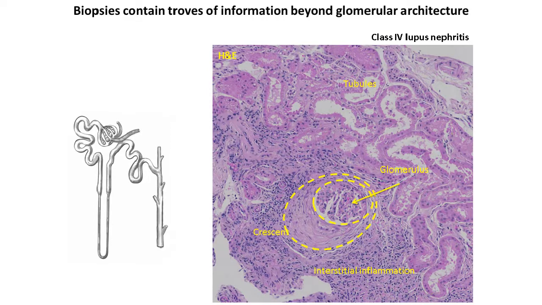So while pathologically and in the clinic we tend to mostly use the glomerulus, there is lots of other information beyond just the glomerular architecture. And as I pointed out earlier, around the glomerular structure there's something called a crescent, which is very useful. That's also part of the classification system. But most notably, there's a lot of interstitial inflammation, those dense blue dots that you can see. Those are all infiltrating leukocytes. In addition, there's the structure of the tubules, the shapes of those, amongst other features.